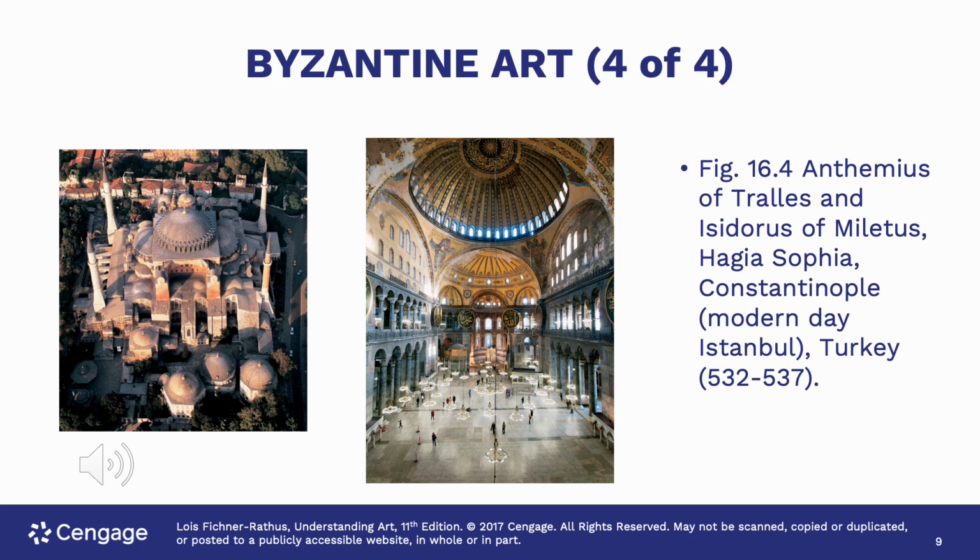Okay, so let's look at figure 16.4. The Hagia Sophia in Constantinople is one of the greatest achievements of Byzantine architecture. It was designed by Anthemius of Tralles and Isidorus of Miletus. The massive dome appears to float above the building due to hidden structural supports.